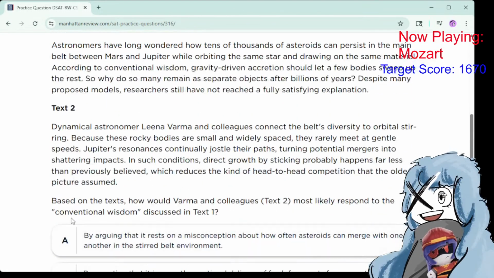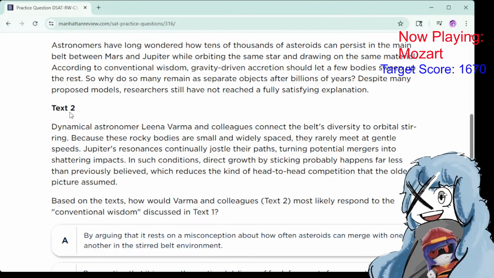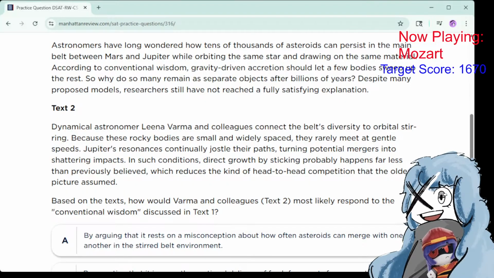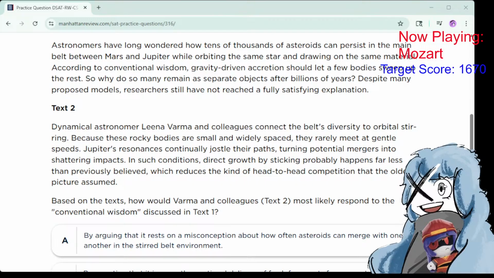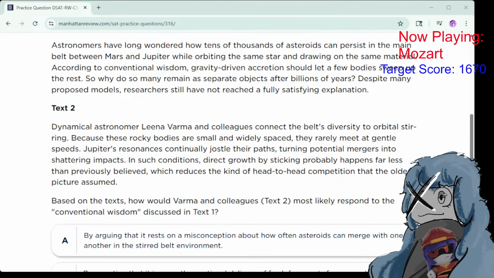Anyways, based on the text, how would Varma and colleagues from text 2 most likely respond to the conventional wisdom discussed in text 1? So in text 2, astronomer Lena Varma and colleagues, that's the person. Oop, stupid ad, interrupting my Mozart.